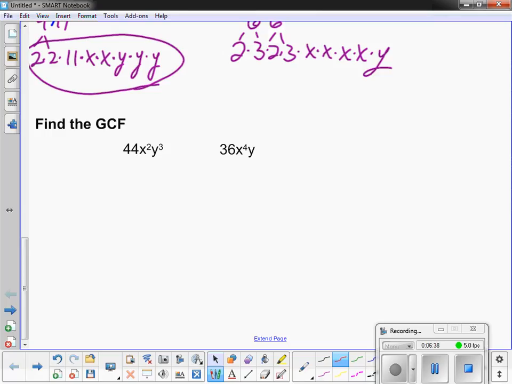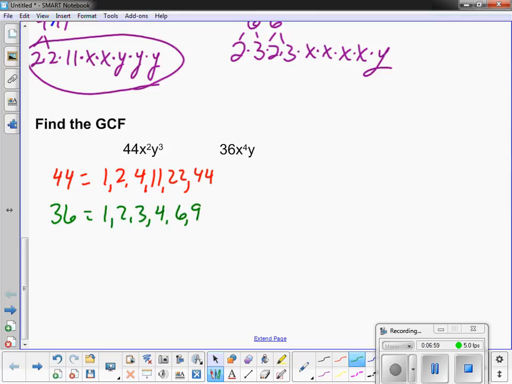Okay, so let's do that. All the factors of these. Well, I need all the factors of the numbers. I need all the factors of the variables. All the factors of 44 were just 1, 2, 4, 11, 22, and 44. All the factors of 36 were 1, 2, 3, 4, 6, 9, 12, 18, and 36. Now, what number is the largest that they have in common? Well, they both have a 2 in common, but they both have a 4 in common. That's a bigger number. So 4 is the number, and now I look at the x's.